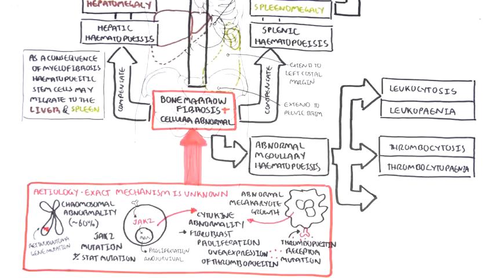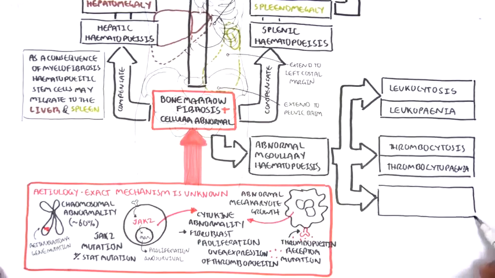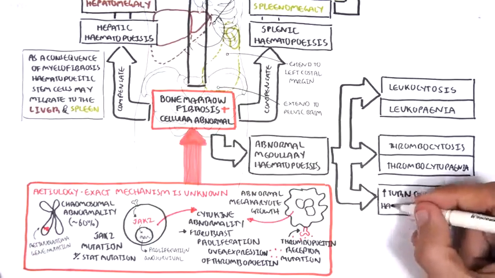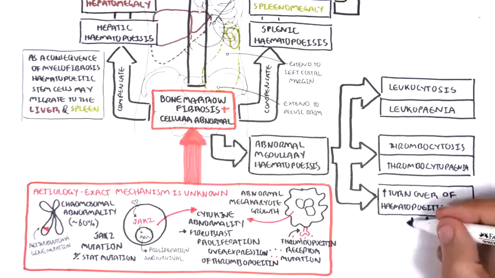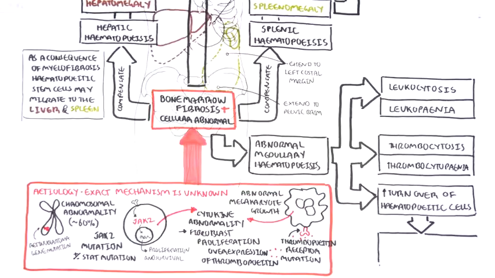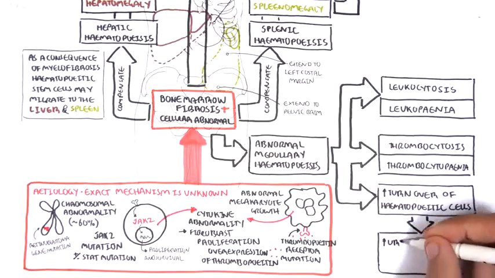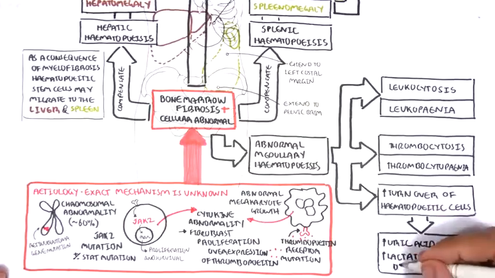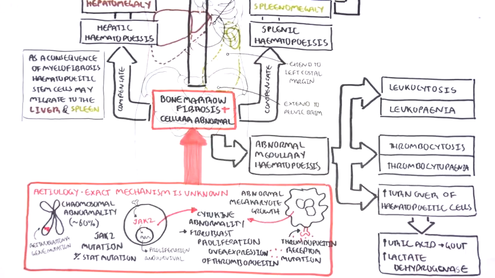And this means that more cells will be destroyed, and so there will be an increase in cell turnover. This increase in cell turnover means that there will be an increase in things such as uric acid from DNA, which can lead to gout and urinary stone formation. As well, the increase in cell turnover means an increase in lactate dehydrogenase. Thus, these findings, uric acid and lactate dehydrogenase, are markers in myelofibrosis.